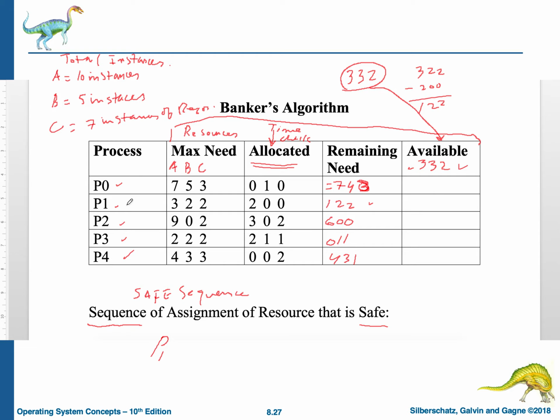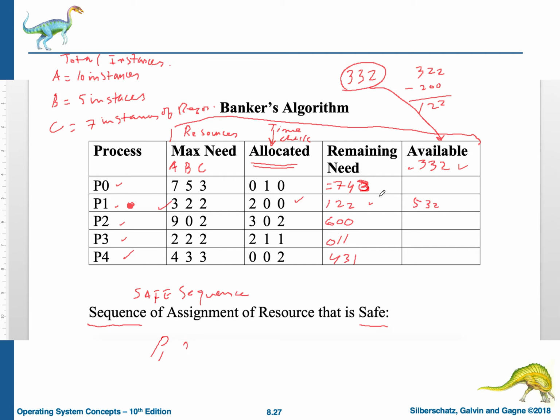Then 322 resources and 122 resources and 110 resources, then it will become 532. 200 resources are already allocated, and the remaining resources will be released. So it will be 532 total resources released when P1 is complete. Okay, so P1 is completed. Now we have 532 resources.